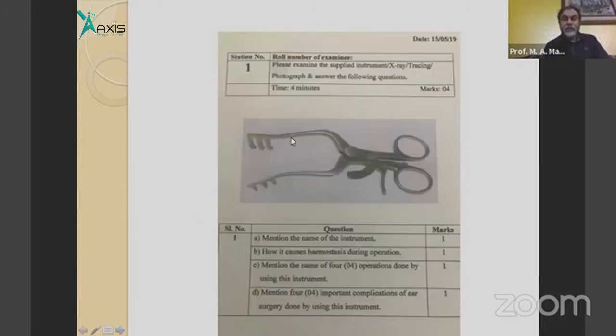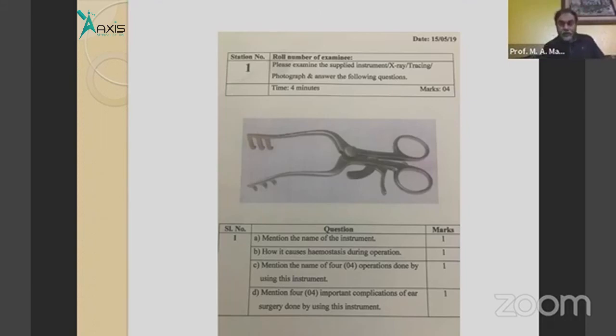This is another instrument. This is a self-retaining hemostatic mastoid retractor. Another name is Mollison's. Mollison's self-retaining hemostatic mastoid retractor. Now, how does it cause hemostasis? Because it has prongs actually, so it retracts the soft tissue and it stops bleeding. Hemostatic. Okay, by retention of the tissue to stop bleeding.